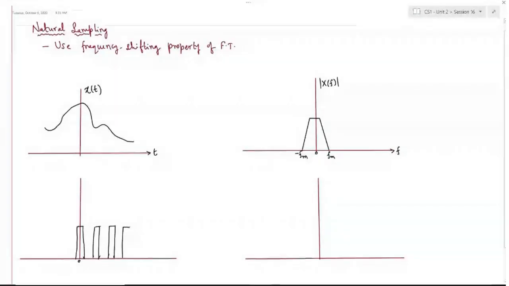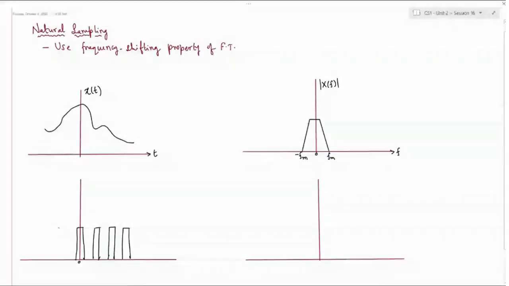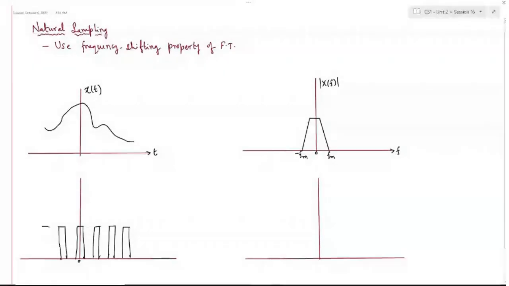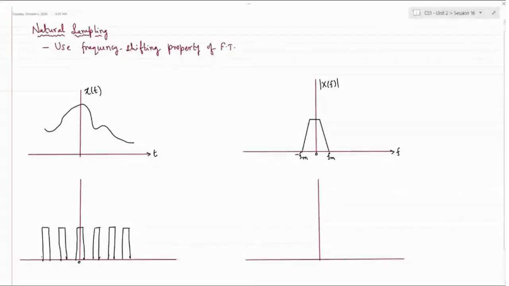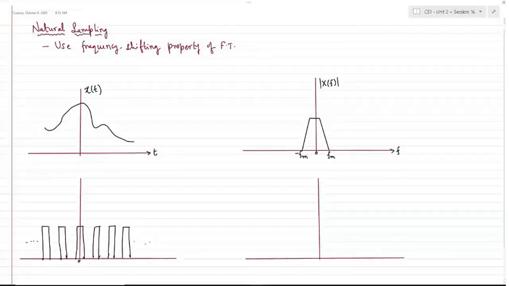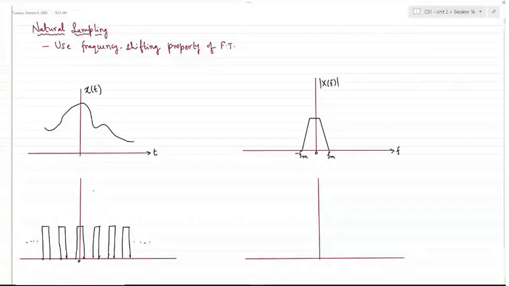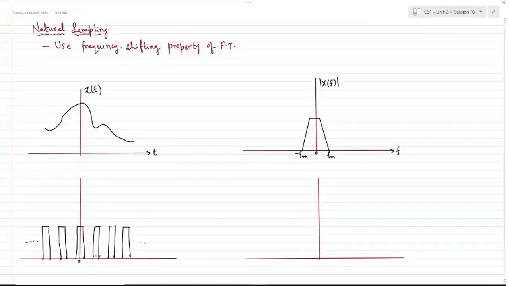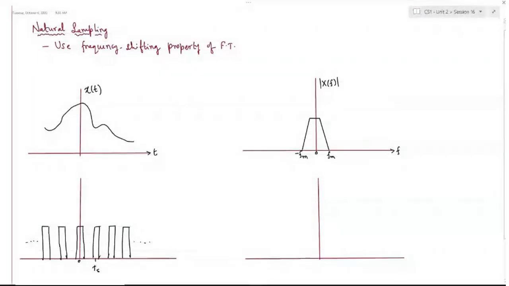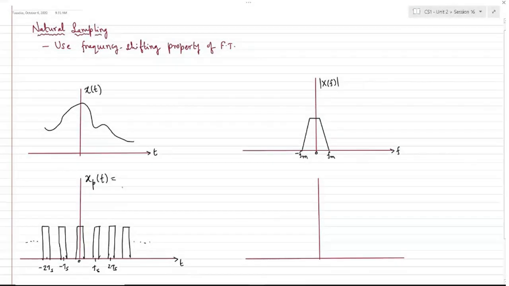This is a more natural thing, where if you apply a switch using a transistor, the switch is turned on for a finite duration of time in order to capture the sample of your original information signal, and this will mimic that. So this is your Ts, this is your 2Ts, and so on. This is your minus Ts, minus 2Ts, and so on. So this is your xp of t, which represents the pulse train.